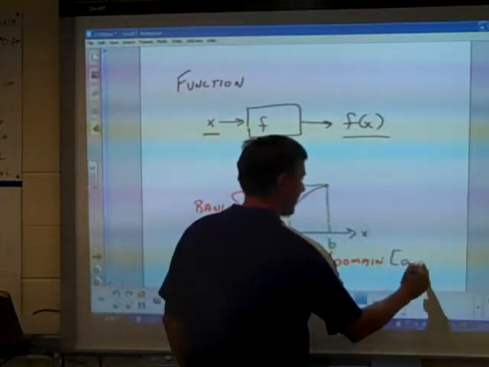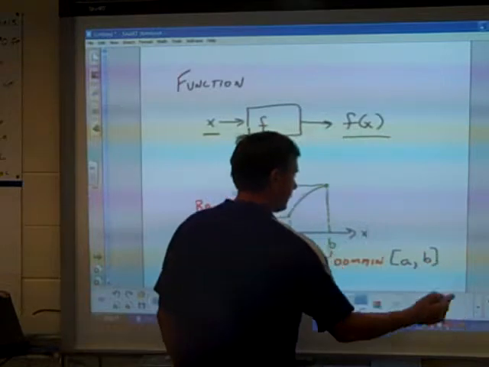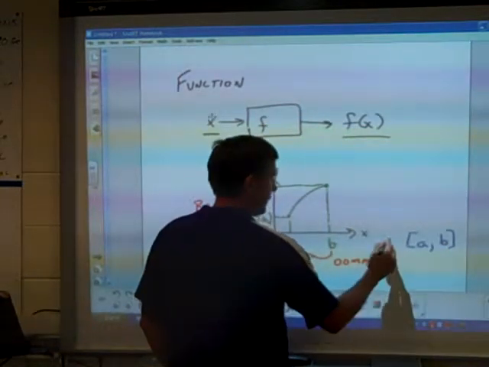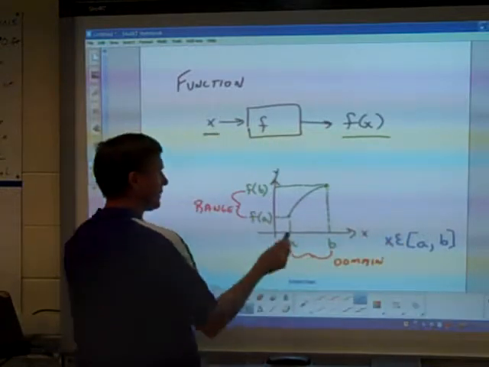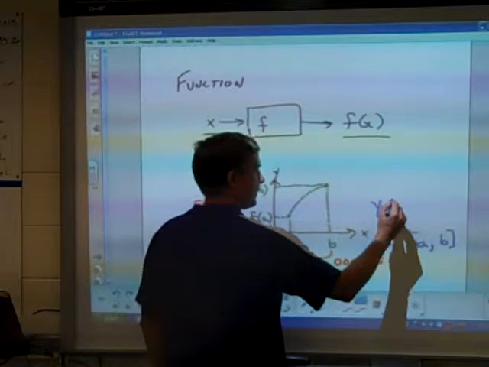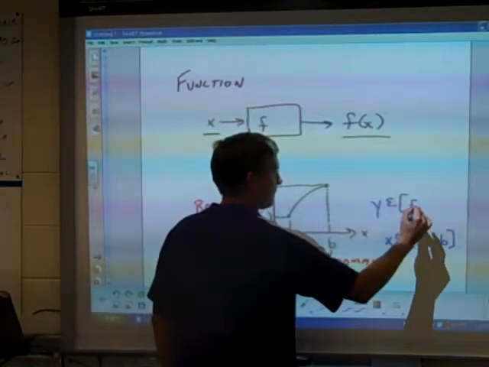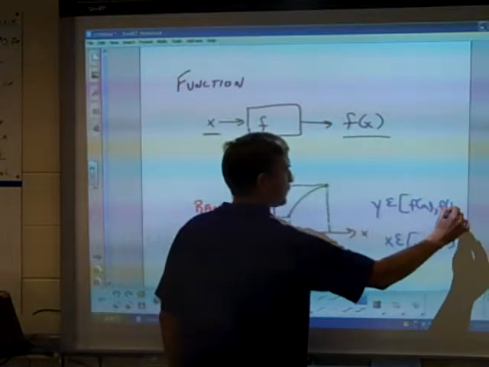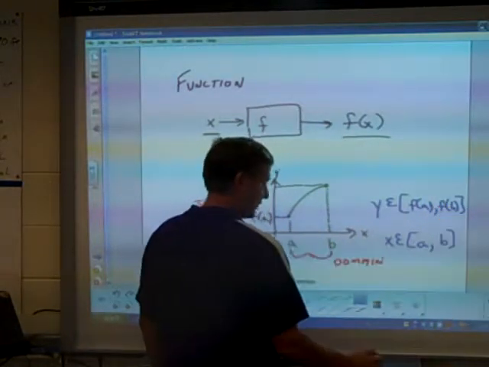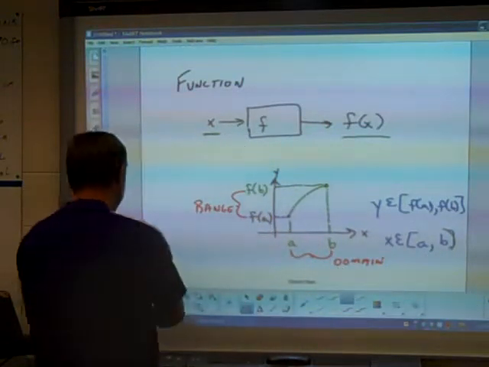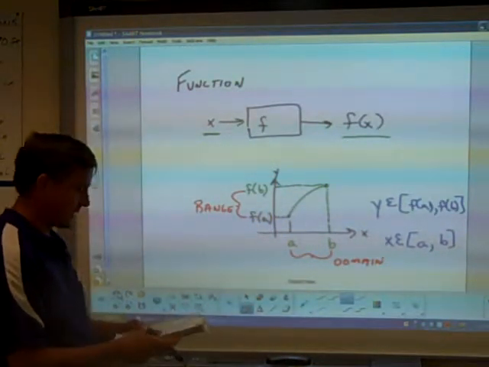It includes A, and it includes B for the domain, and we would write that as x is an element of those things. And for the range this time, it goes from f of A to f of B. And it includes those points. And again, remember, if it doesn't include the points, we would just change it to a parenthesis. But it does, so it's a square bracket.